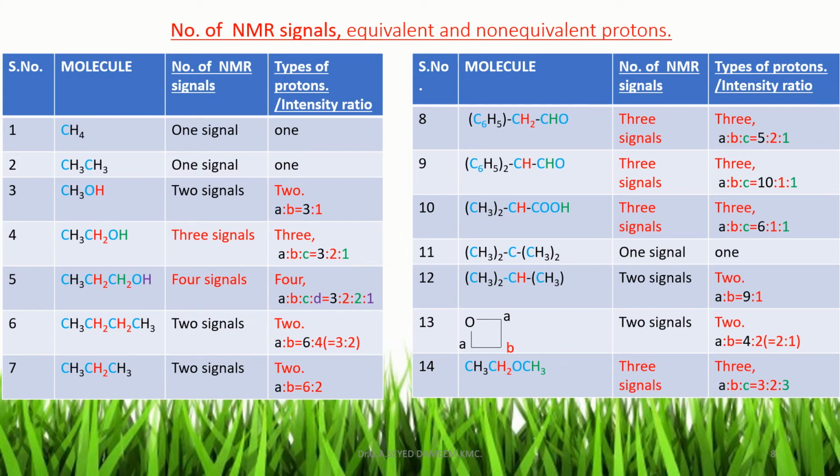And serial number 14, this molecule contains 3 types of protons. This methyl proton CH3, that is one type. Methylene proton CH2, that is another type. And methoxy proton, that is another type. It gives 3 signals with the intensity ratio A is to B is to C is equal to 3 is to 2 is to 3. These are about equivalent and non-equivalent protons and number of signals for various types of molecules.